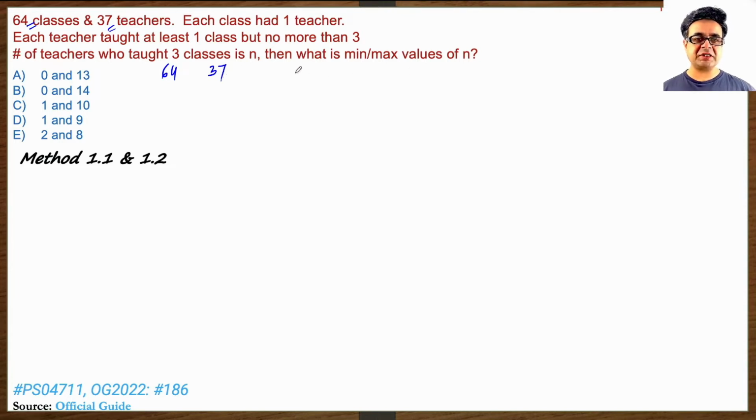Let's assume the teachers who teach one class are x, the teachers who teach two classes are y, and the teachers who teach three classes is already given to us as n. Since the number of teachers is 37, we know that x plus y plus n would be 37, and we are also given the number of classes is 64.